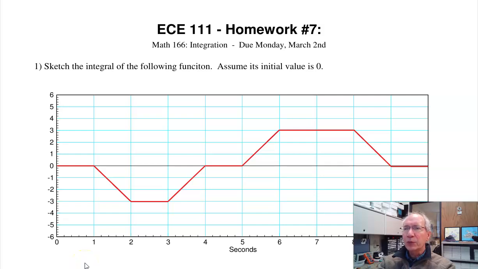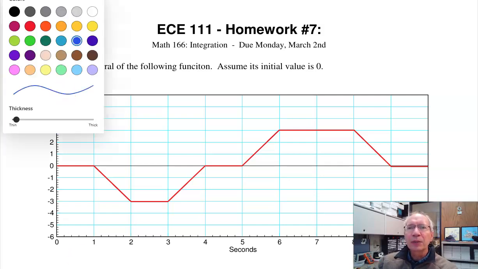Here are solutions to homework set number 7 for ECE 111. This homework set looks at using Matlab and integration. The first problem is, here's a function. Find the integral by hand.